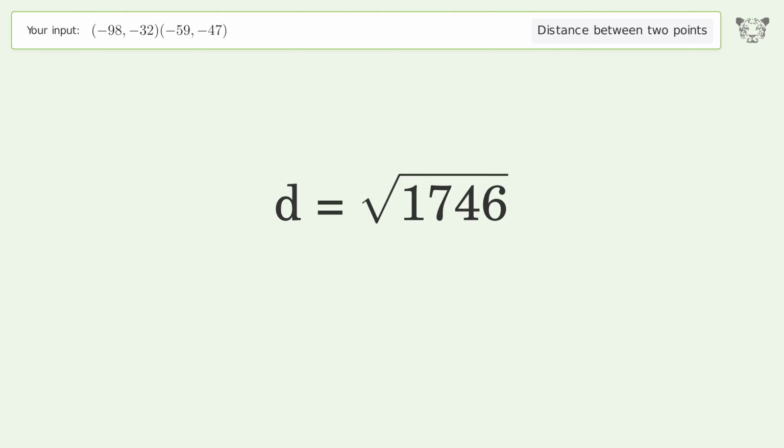And so the distance between the 2 points is the square root of 1746, or 41.785.